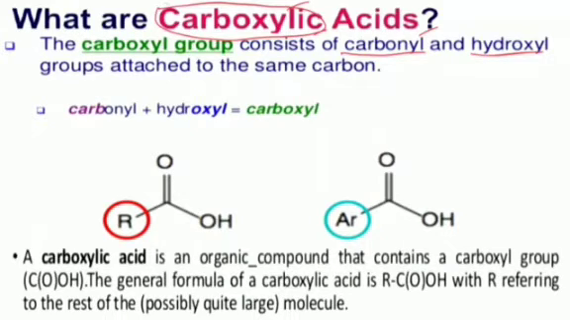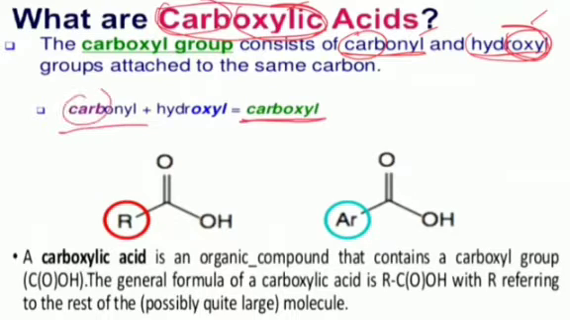The "carb" in the word carboxylic is taken from the carbonyl group. And the word "oxyl" is taken from the hydroxyl group. If you combine the carb and oxyl, we get carboxyl. See here, carb from the carbonyl group and oxyl from the hydroxyl group. If you combine these two, we get the carboxyl.